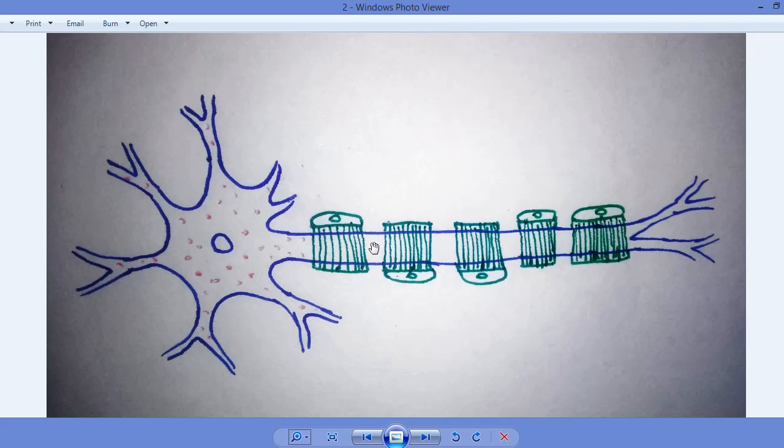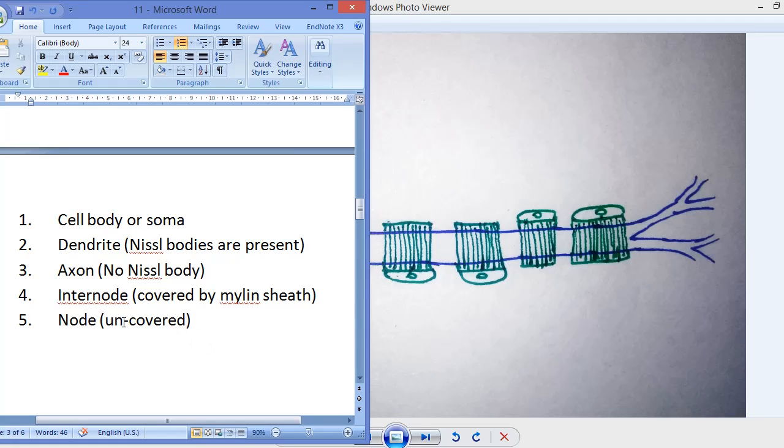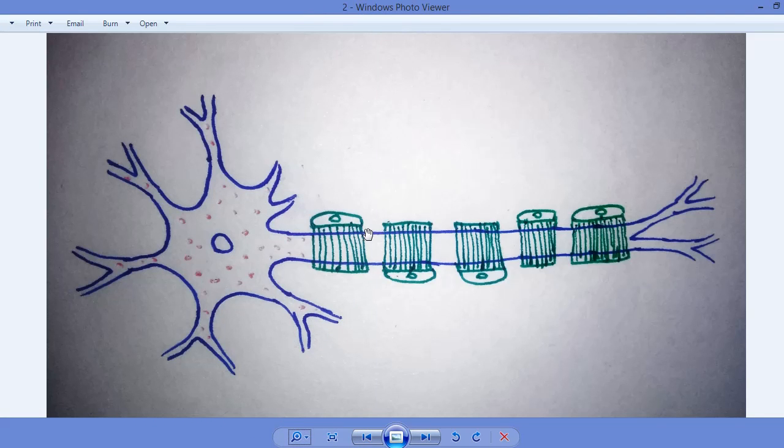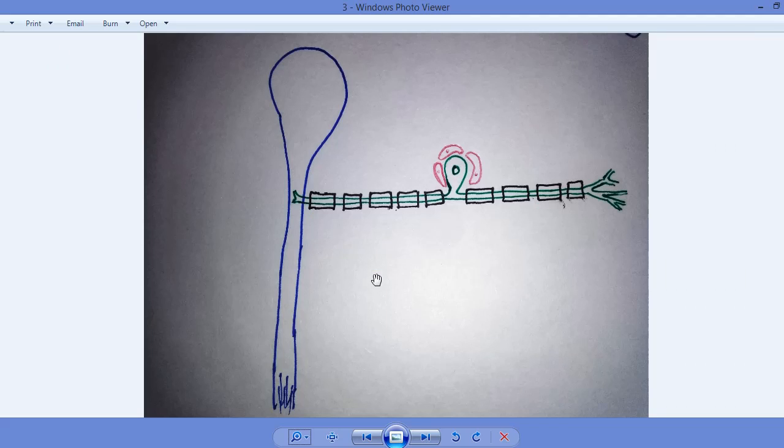So this node is called node of Ranvier. Ranvier was a French scientist who discovered this area, this node, for the first time. That's why it is named after his name. Okay. Now coming toward the next slide.